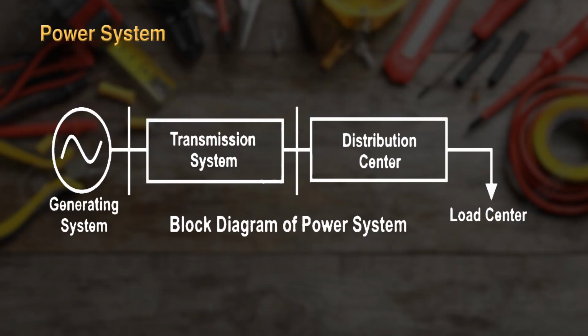Then this power is transmitted with the help of the transmission line. Transmitting the electrical power from the generating station to the distribution side is called the transmission system. After that, this high voltage is stepped down at the distribution center with the help of a step down transformer, and then with the help of the distribution transformer this voltage is stepped down again, and this power is transferred to the load center, or you can say to the consumer side. So this is all about the power system.